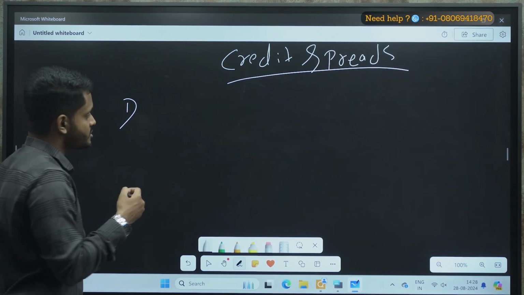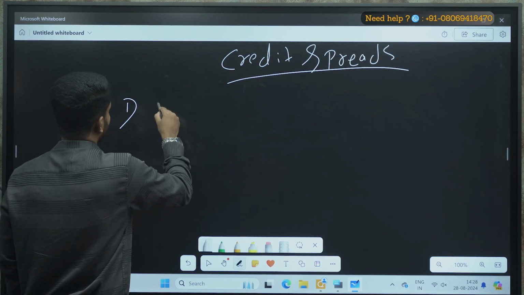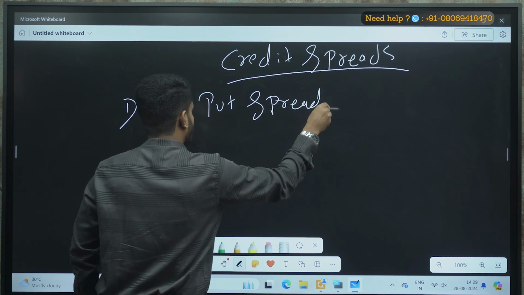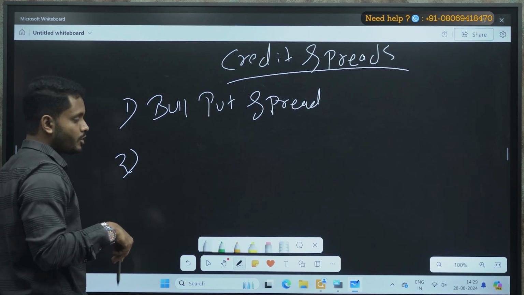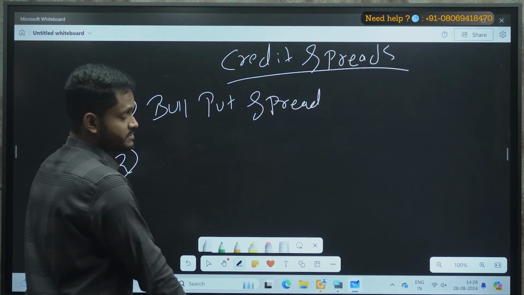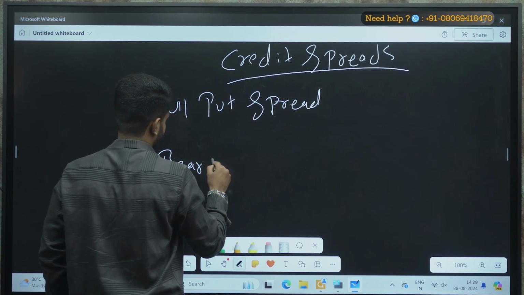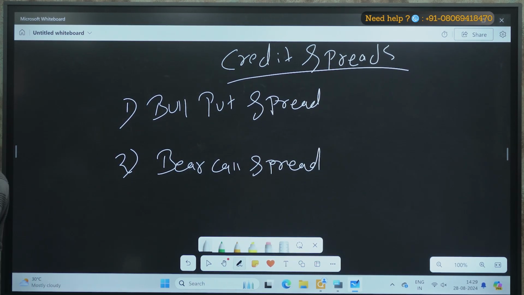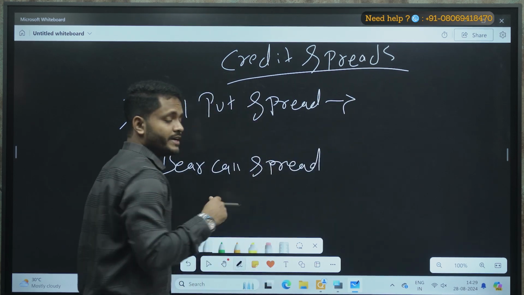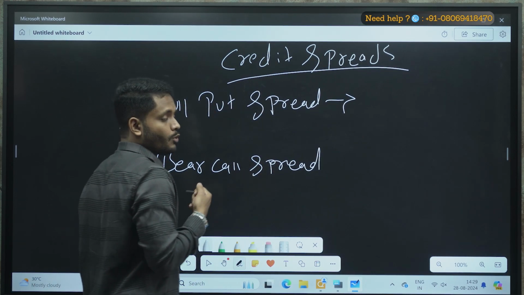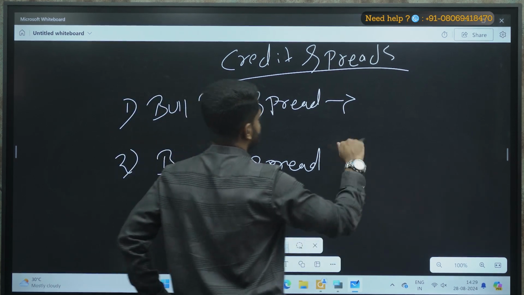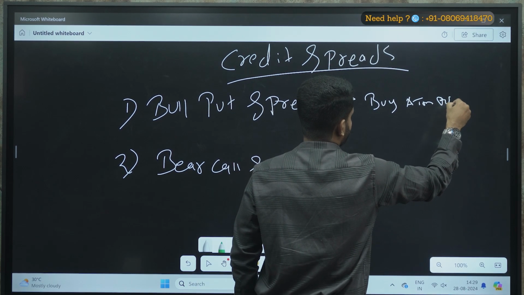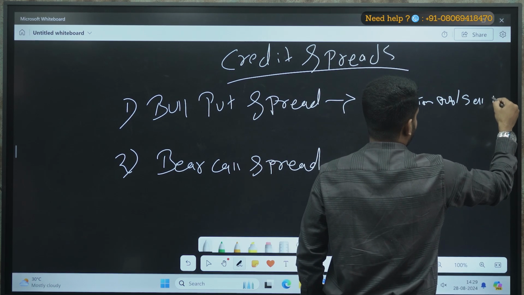Say, if you are bullish, instead of going with a bull call spread, we go with a bull put spread. If you are bearish, instead of going with a bear put spread, we go with a bear call spread. So what is a bull put spread? In the bull call spread, we bought ATM and sold OTM. Now here we will buy ATM put and we will sell ITM put.